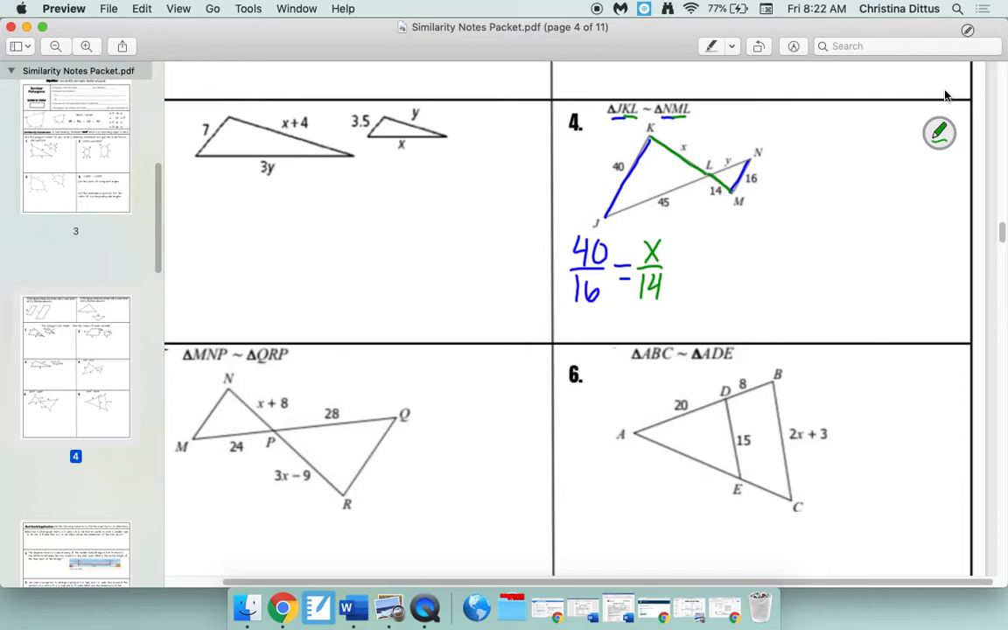Cross multiply and solve. 16x equals big numbers, 560. So x is 35.